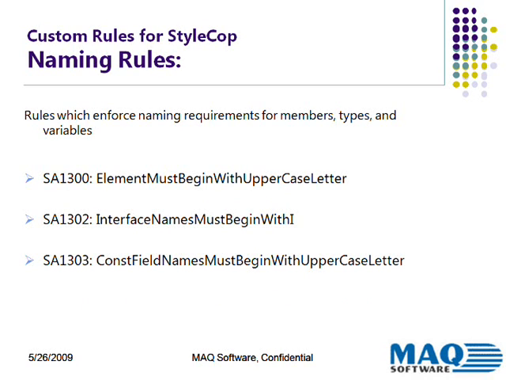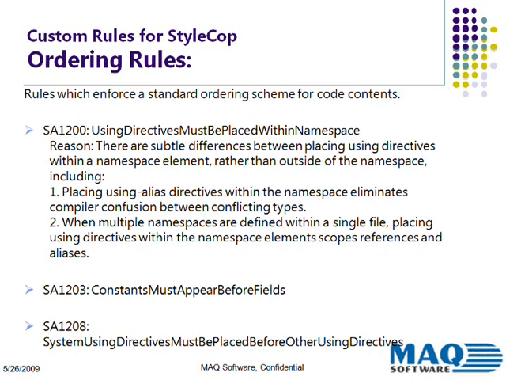Naming rules are basically used to enforce naming requirements for member types and variables. So some of the common rules are: elements must begin with uppercase, interface names must begin with I, constant field names with an uppercase letter, all the stuff. Okay, coming to ordering rules. The next one is rules which enforce a standard ordering scheme for code contents.